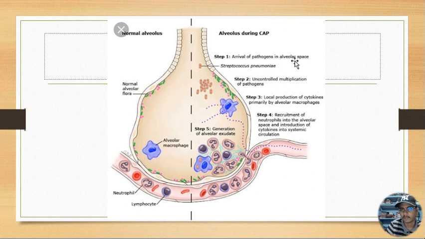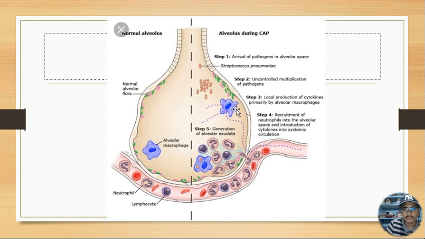As you can see, step 1 is the arrival of the pathogen, Streptococcus pneumoniae, in the alveolar space. Over here, you can see multiple Streptococcus pneumoniae colonies forming, which is an uncontrolled multiplication of the pathogen. In the third stage, the local alveolar macrophage starts producing cytokines. In the fourth stage, the neutrophils, which were normally flowing in the bloodstream, start entering into the alveoli and produce an alveolar exudate.